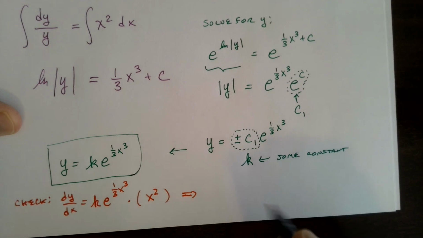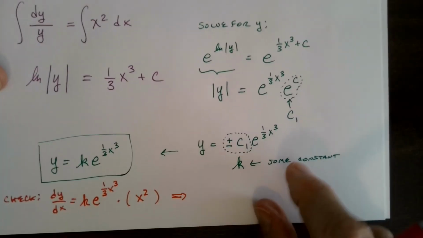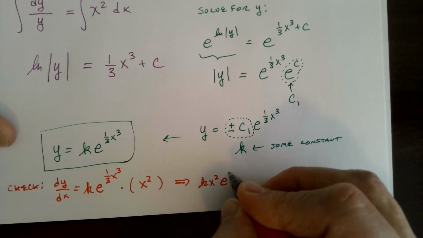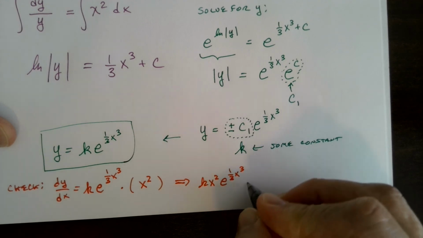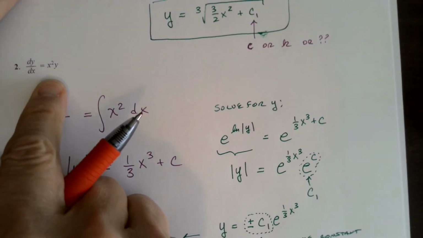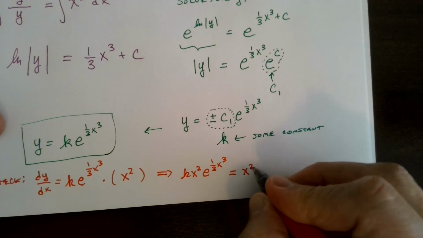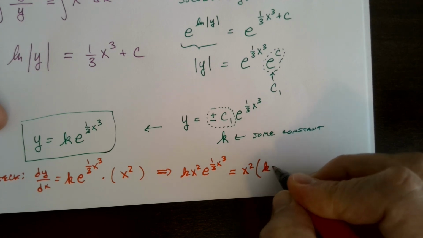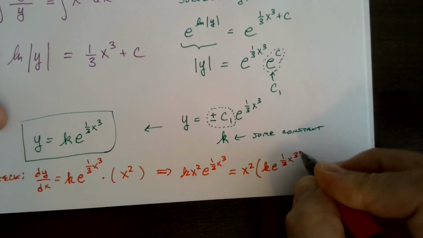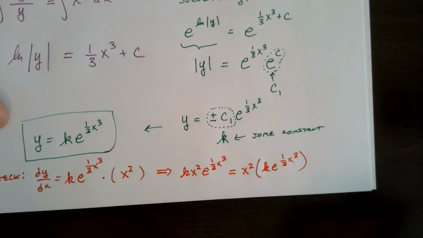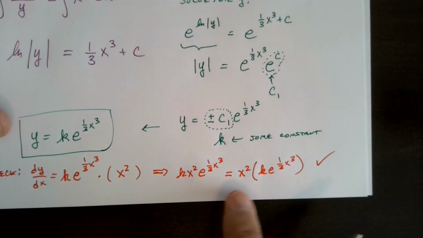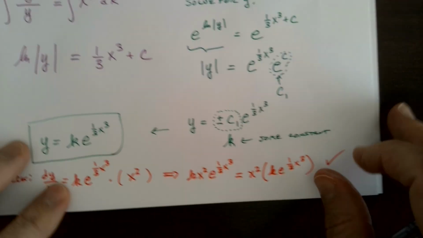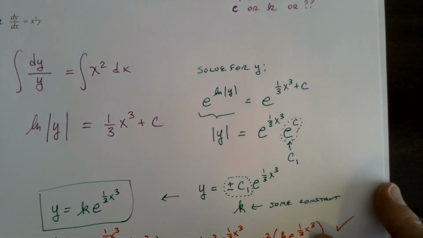And so now if I check, I've got dy/dx, which is going to be, let's bring the x squared over here, k x squared e to the 1/3 x cubed. That's the derivative, equals x squared times y. And what was y again? y was this. Well, are these two things equal? Yes, it checks. I can just multiply by x squared and I get the same thing. So easy check.